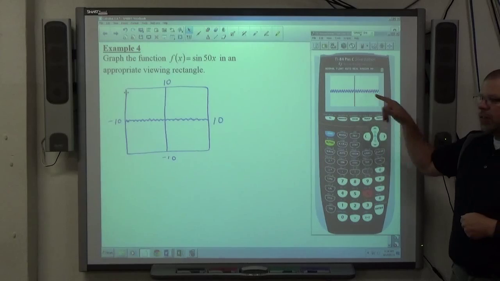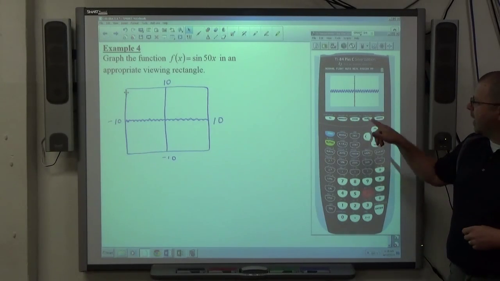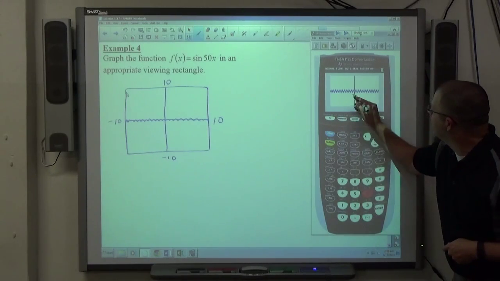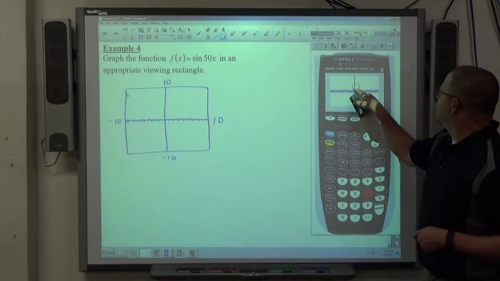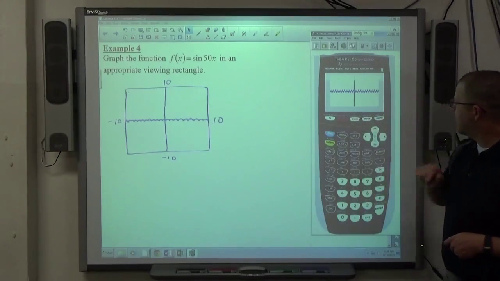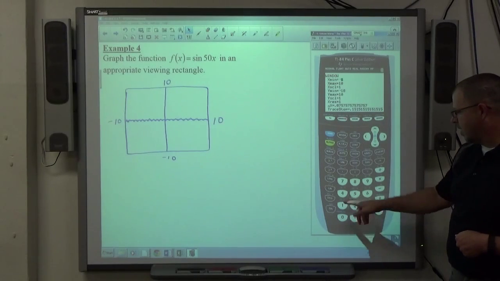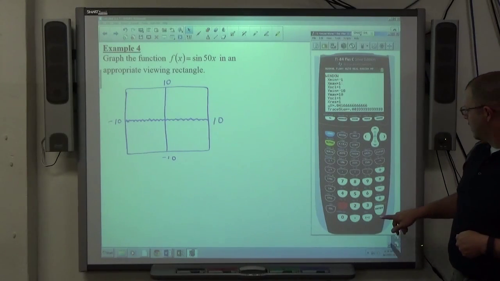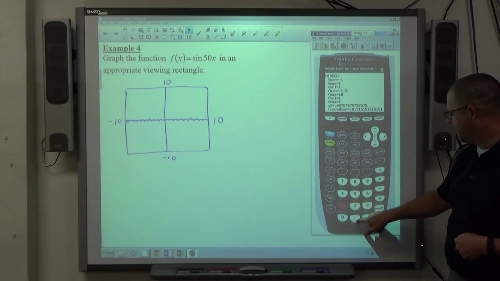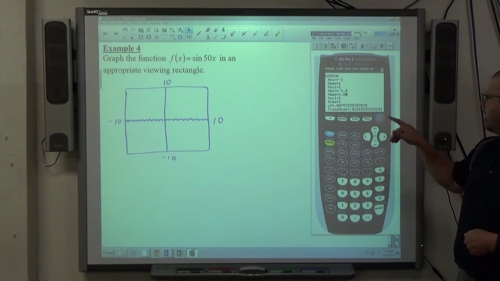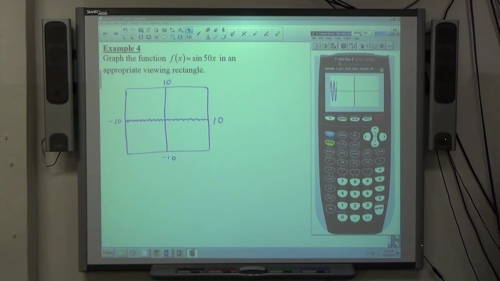Now, it looks like it repeats itself a lot. So let's make x smaller. So let's just kind of zoom in on this little area here. All right, so if we do that, window, let's go from negative 1 to 1. Let's see what happens there. And let's go negative 1.5 to 1.5. Hit graph again, see what happens. Now it looks like a bigger zipper, doesn't it?